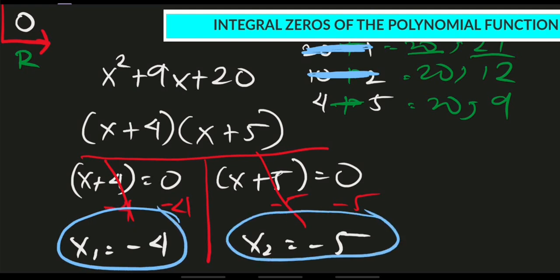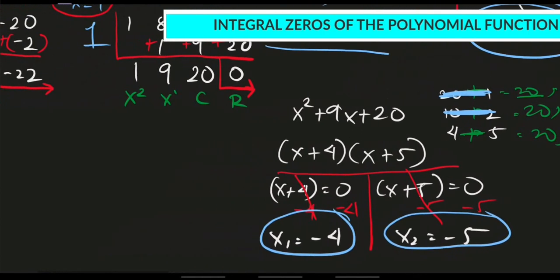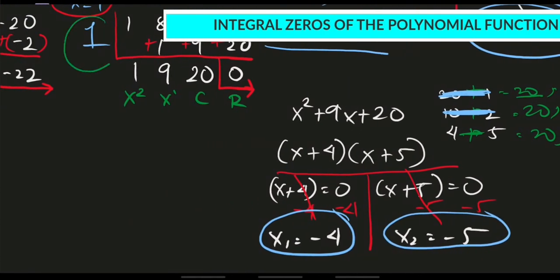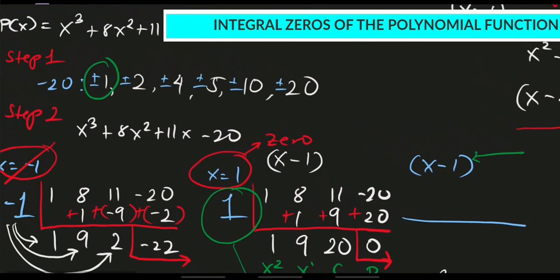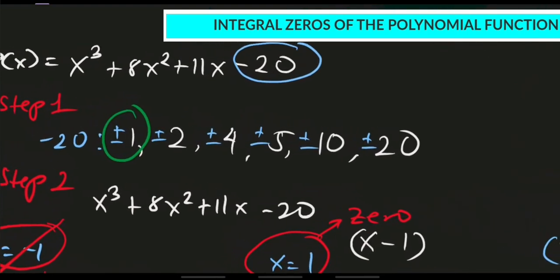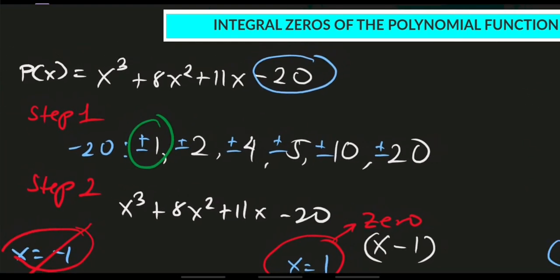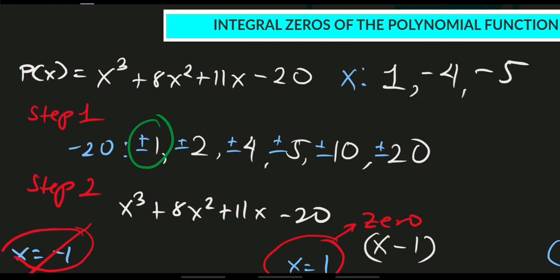Okay, and step number 4, let's list down our zeros. So we have, again, our first answer, positive 1, negative 4, and negative 5. Okay, so that means for this given problem, so I will zoom this one, the zeros or the possible values of x are 1, negative 4, and negative 5. And that is our final answer.